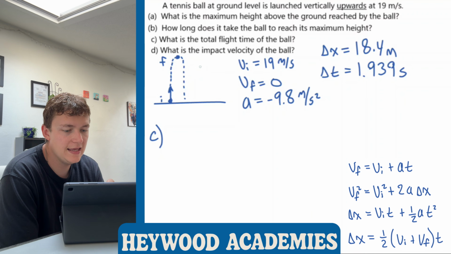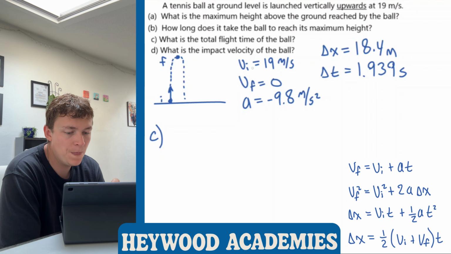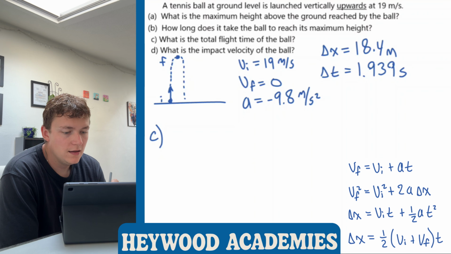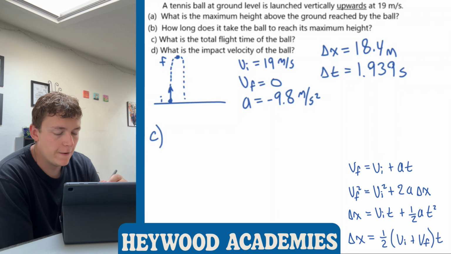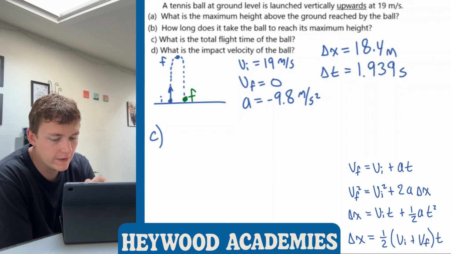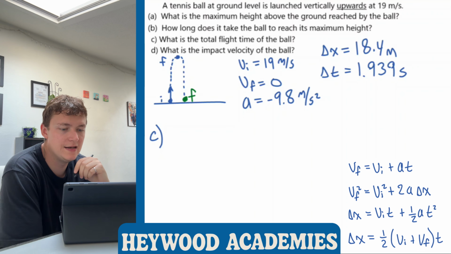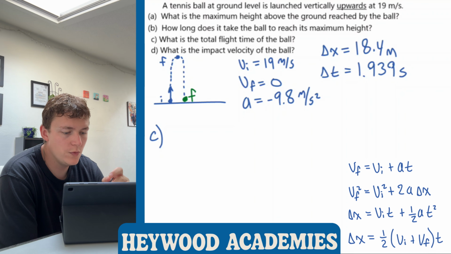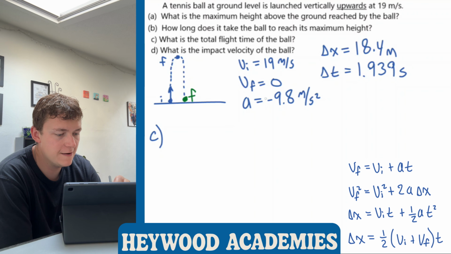What's the impact velocity of the ball? And what's the total flight time of the ball? So now the spot that we're looking at, the final, is kind of moved over here for part C and D. Now we're looking at the final down there. So what we could do is sort of get rid of some of the information that we had here before.